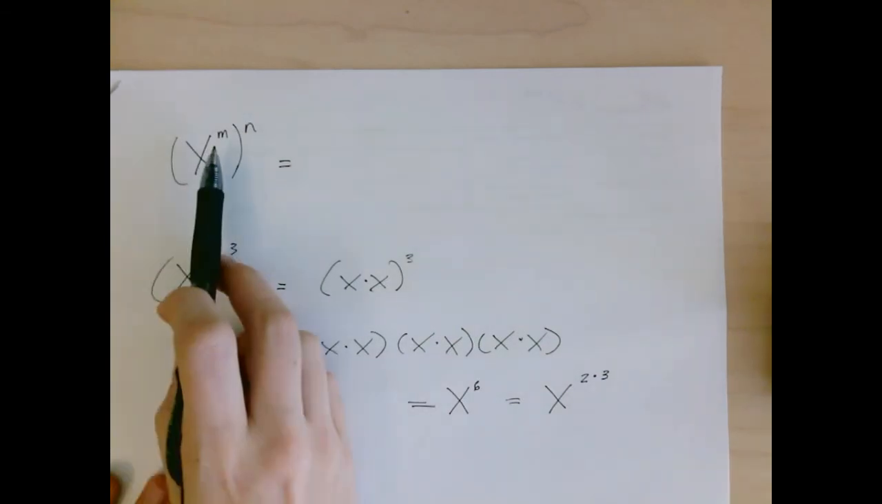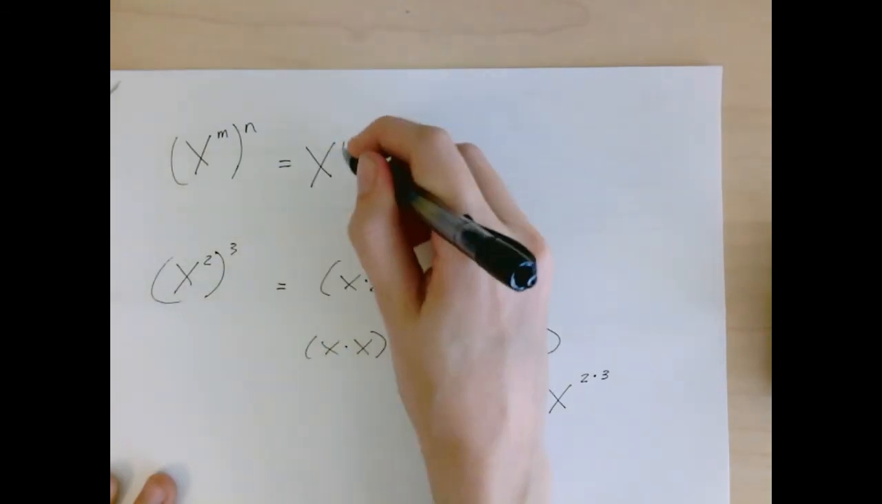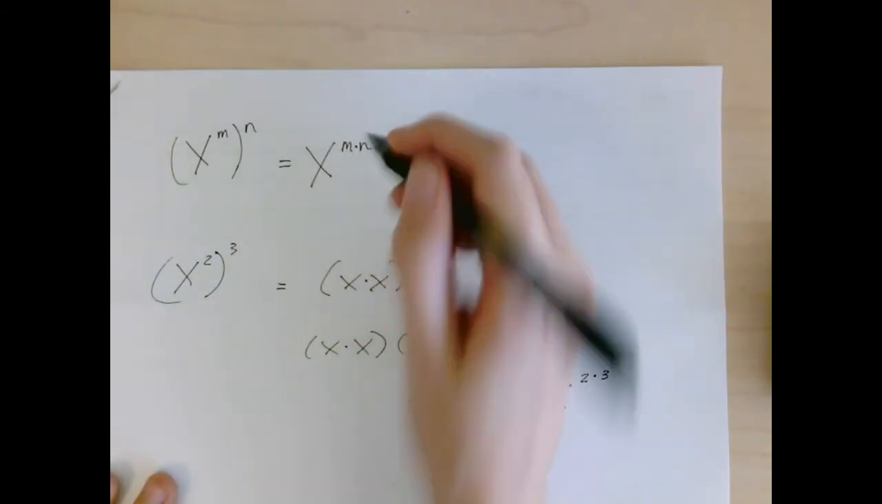So when I have x to the m raised to the n, I have x to the m times n.